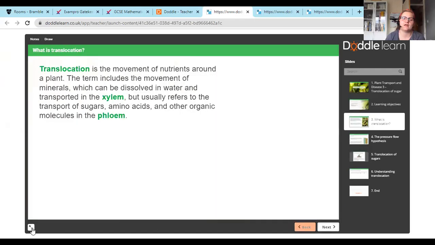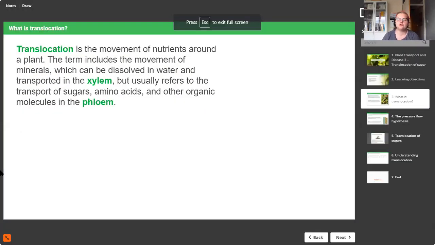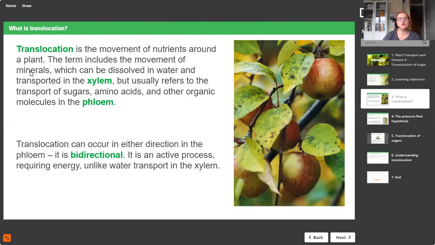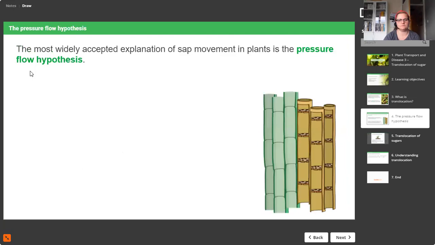So translocation is the movement of nutrients around plants. It includes the movement of minerals, which can be dissolved in water and transported in the xylem, but usually we refer to the transport of sugars, amino acids, and other organic molecules that are transported in the phloem. Translocation can occur in either direction of the phloem, and it is bidirectional. It is an active process requiring energy, unlike water transport in the xylem.